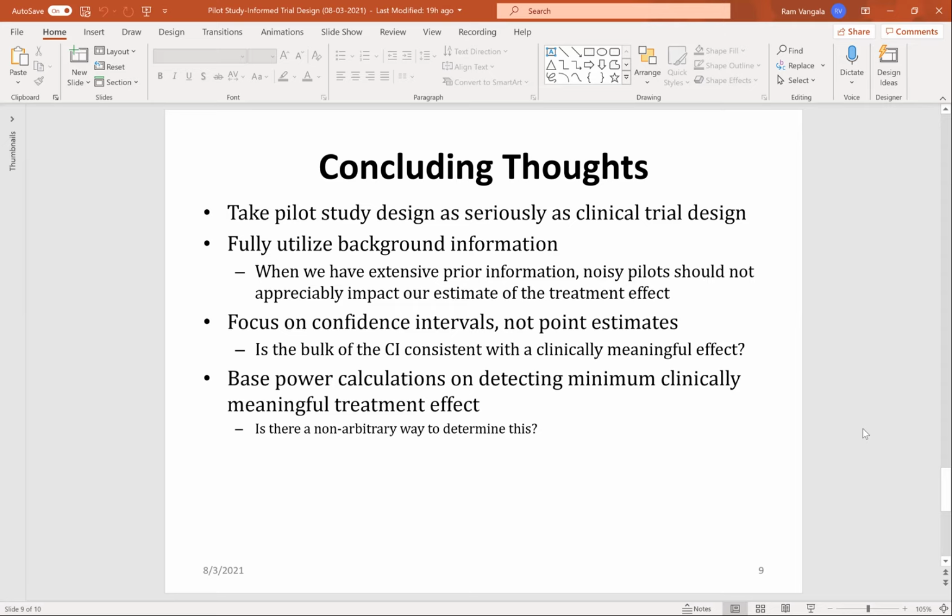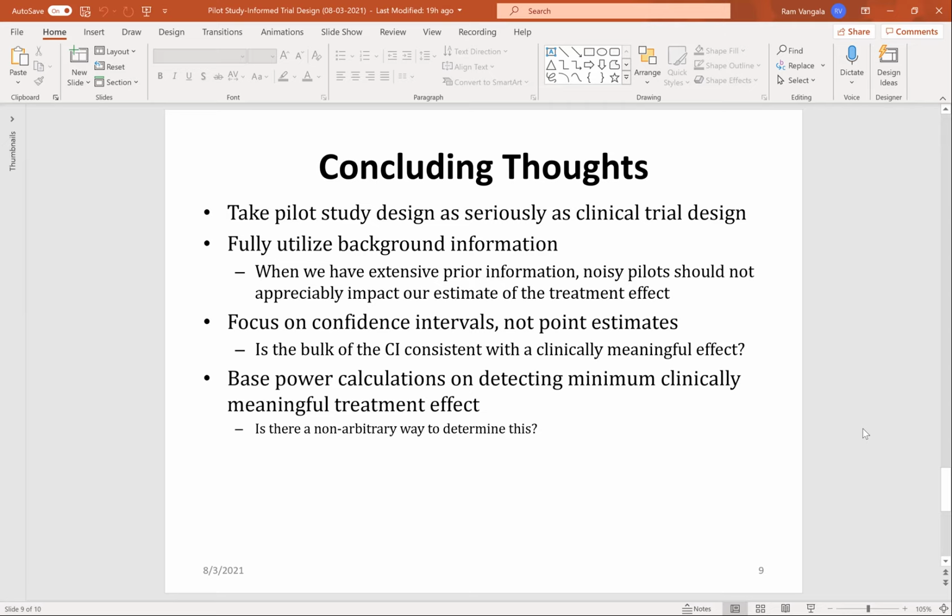If it's going to be used in such an important way in terms of deciding whether to do the trial and how to power it, you really need to do things to try to make this pilot study less noisy. And so you really need to think about design, not just sample size, but in this particular example, sample size is really the key issue.